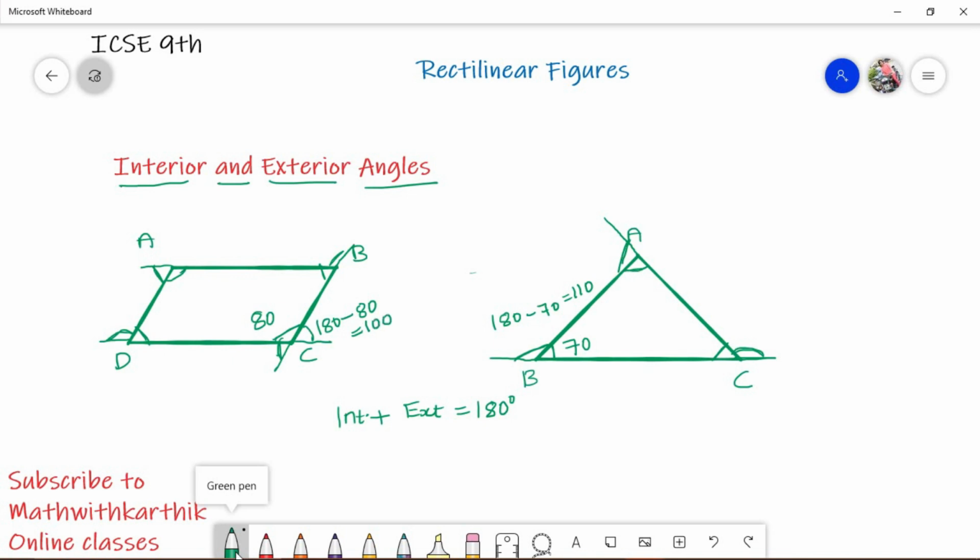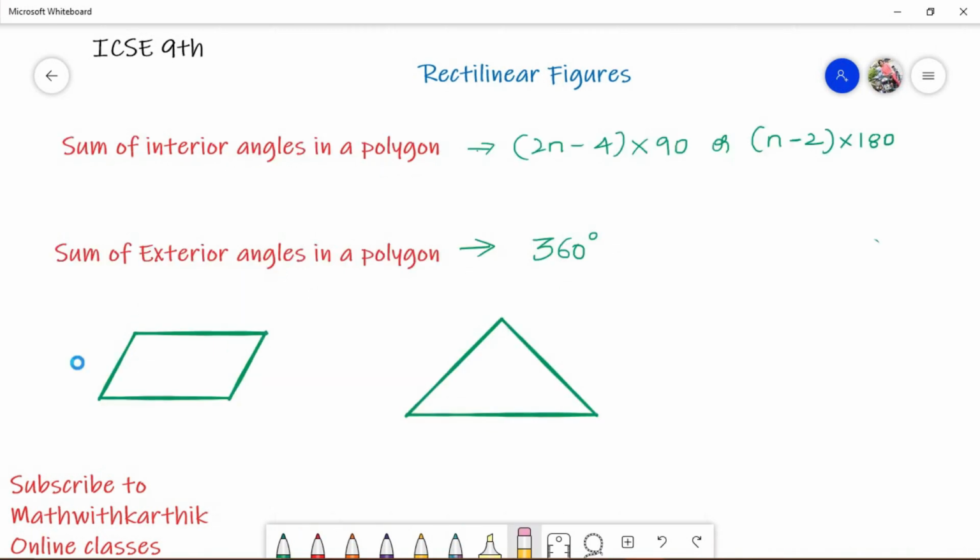I'll take one more example. If exterior is 120, what will be interior? 180 minus 120, that is 60. Let's move to the next topic. What is the formula to find the sum of interior angles in a polygon? The formula is (2n minus 4) times 90 or (n minus 2) times 180.